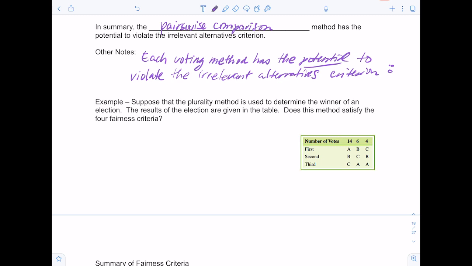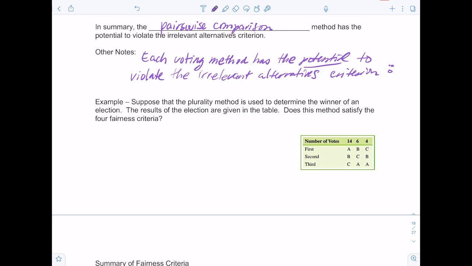Suppose that the plurality method, that was the very first voting method that we used, is used to determine the winner of an election, okay? And we have the results of the election that are given in the table. Does this method satisfy the 4 fairness criteria? So remember, the criteria were called the majority, the head-to-head, monotonicity, the one that we just talked about, and irrelevant alternatives, the very last one we talked about. So what I would like you to do is pause the video, and you may need to go back and review, which is completely fine, each of the criteria, and you're determining if the plurality method violates any of those fairness criteria. Okay, and then once you're ready, you can unpause.